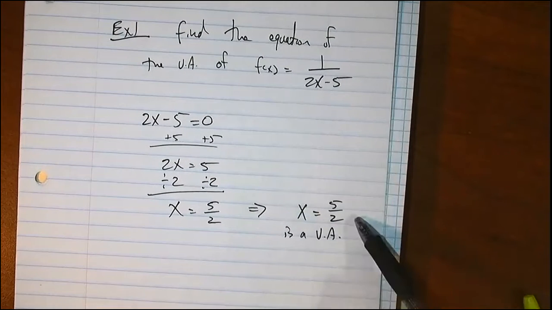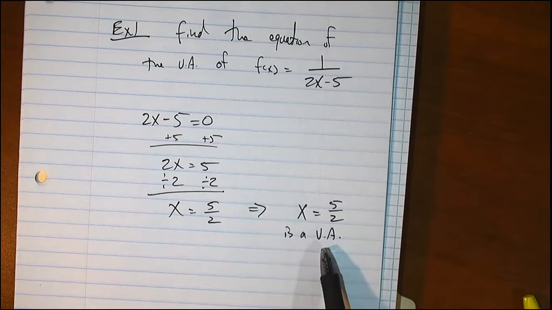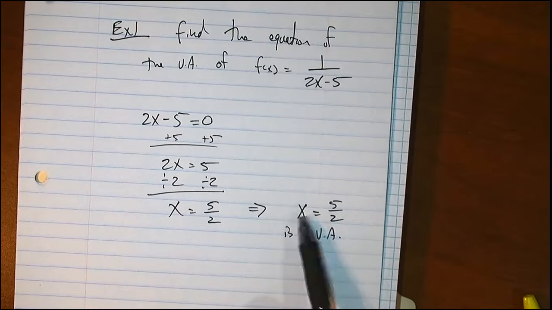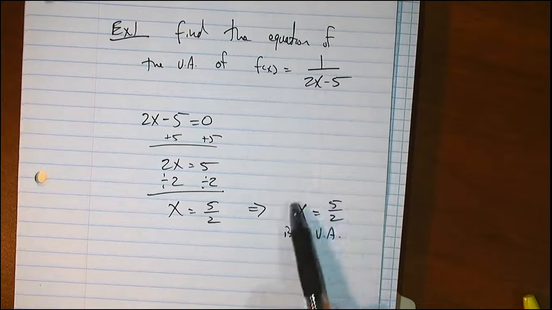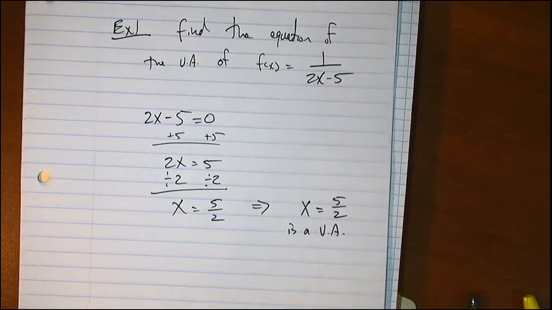Okay, now x equals 5 halves, why is that? Remember, vertical lines have equations, but the equations of vertical lines do not look like y equals mx plus b. The equations of vertical lines look like x equals a number. And so that's what we have. We have x equals a number. So this is the equation of a vertical line, and specifically, it's the vertical line at 5 over 2.